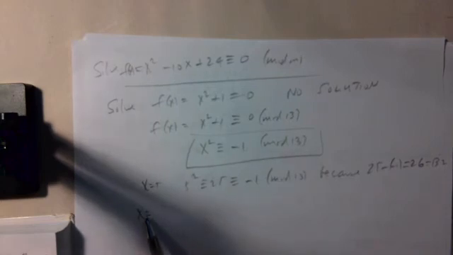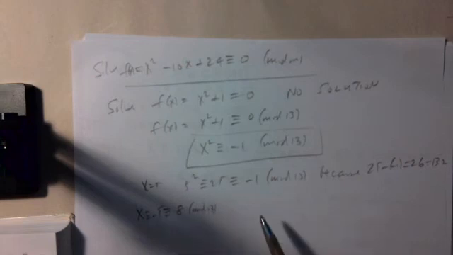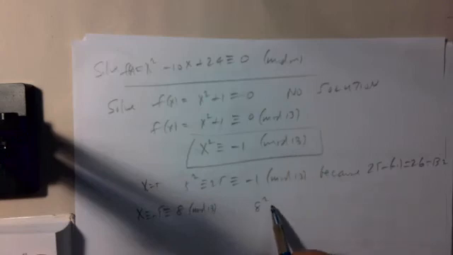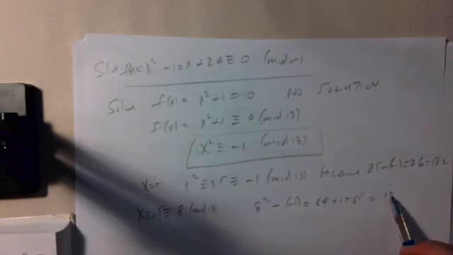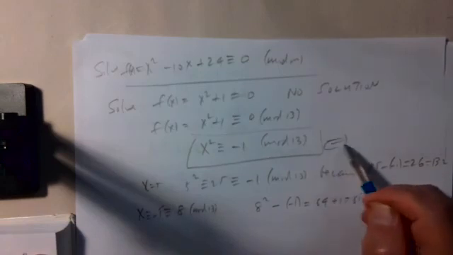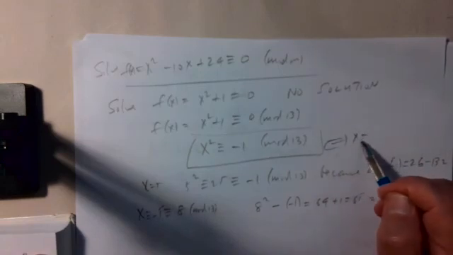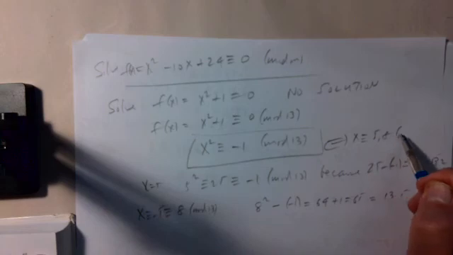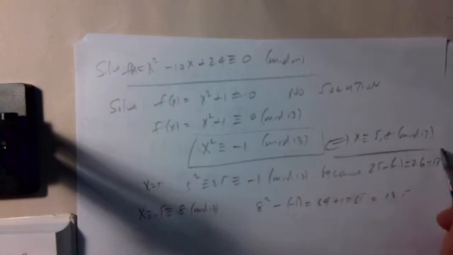And what about -5? Now, of course, mod 13, -5 is the same as 8. Let's try 8 squared minus -1. That's 64 plus 1 is 65, which is 13 times 5. So in fact, this has solutions x congruent to either 5 or 8 mod 13.